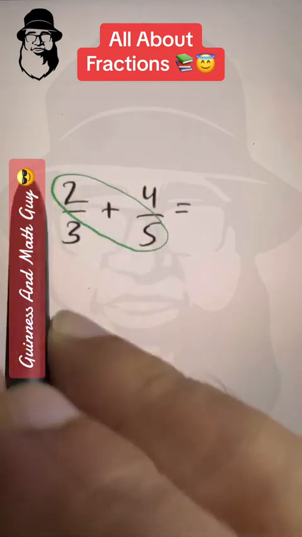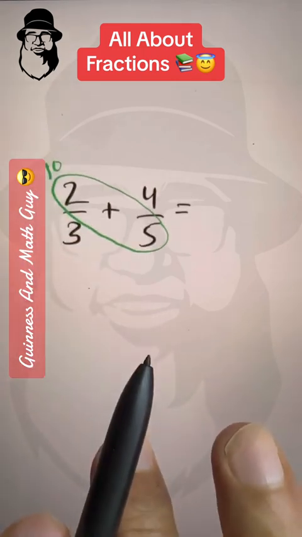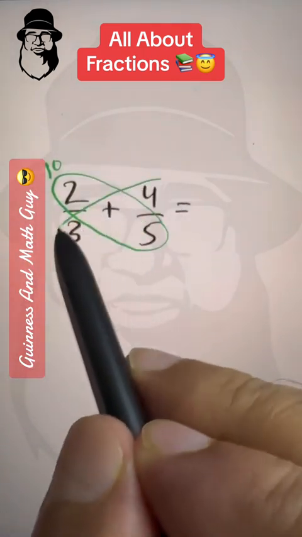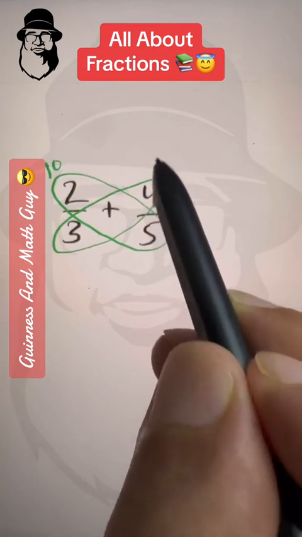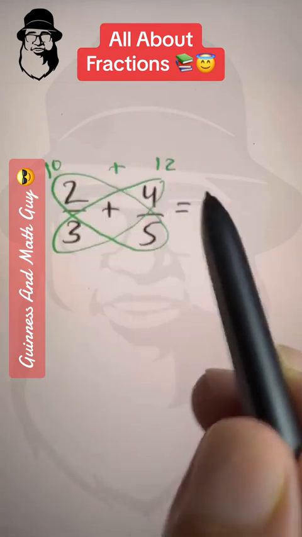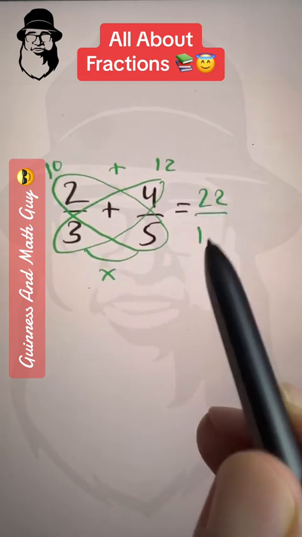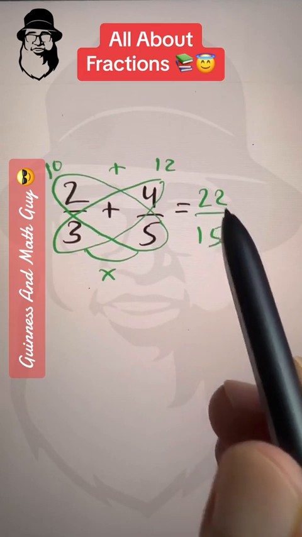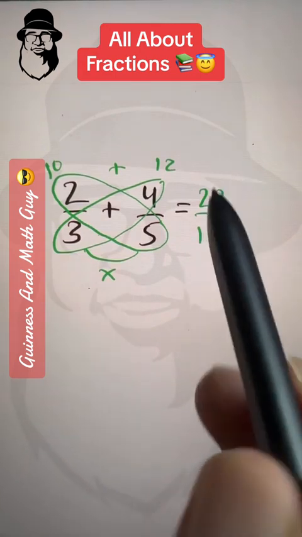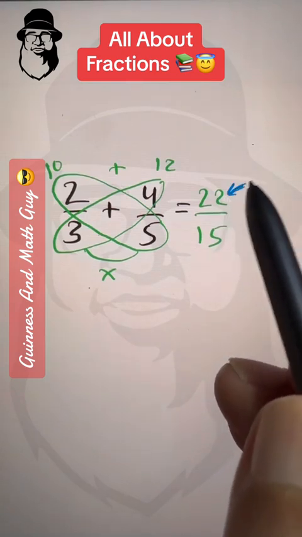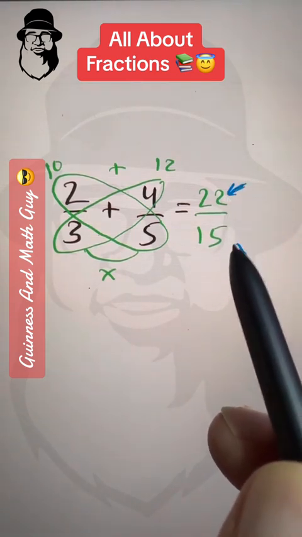method. 2 times 5 is 10 here, and then 4 times 3 is 12. We add these two products to get 22, and then 3 times 5 is 15. Now this is called a top heavy fraction. Why? Because the numerator is greater than the denominator.